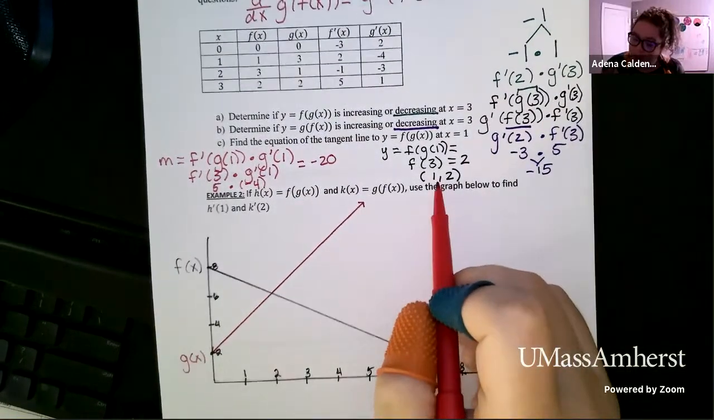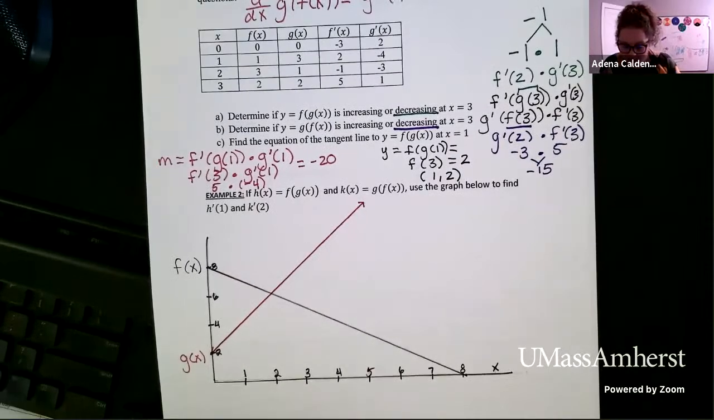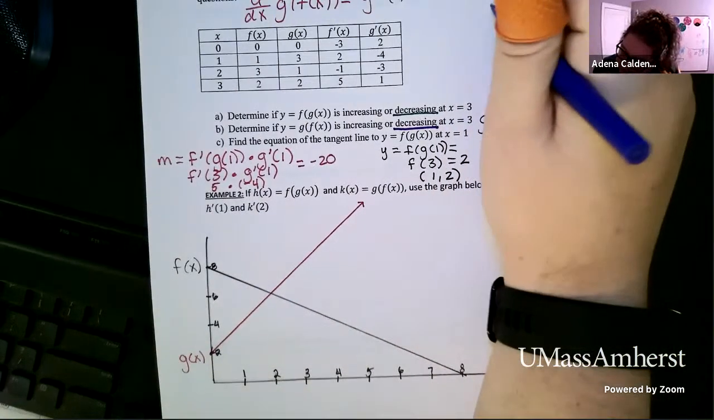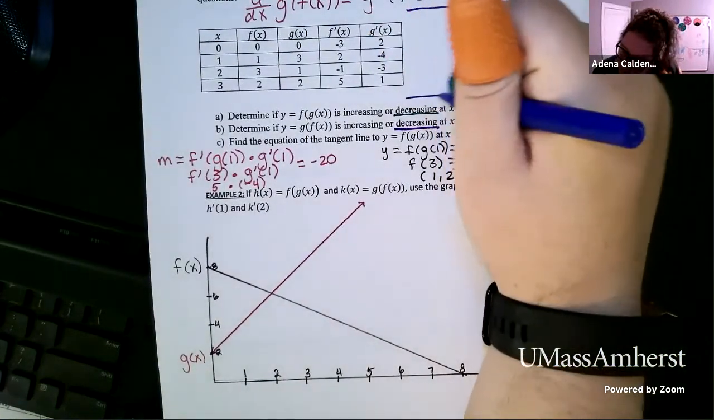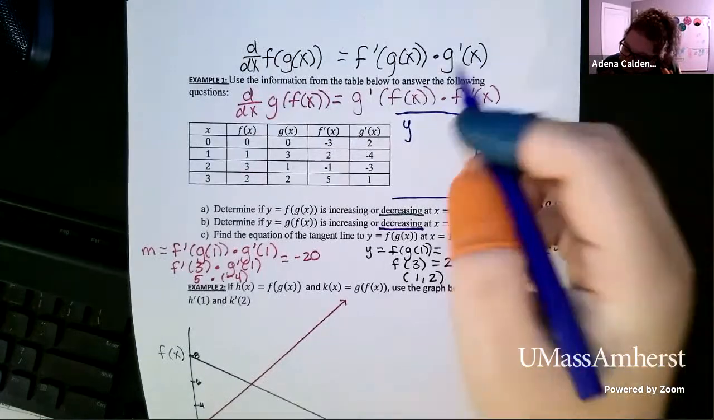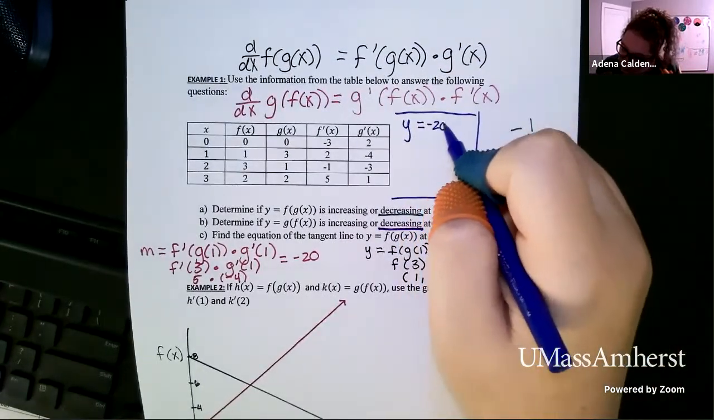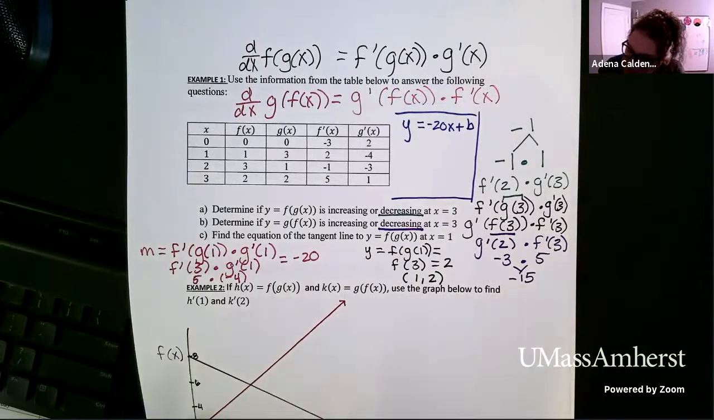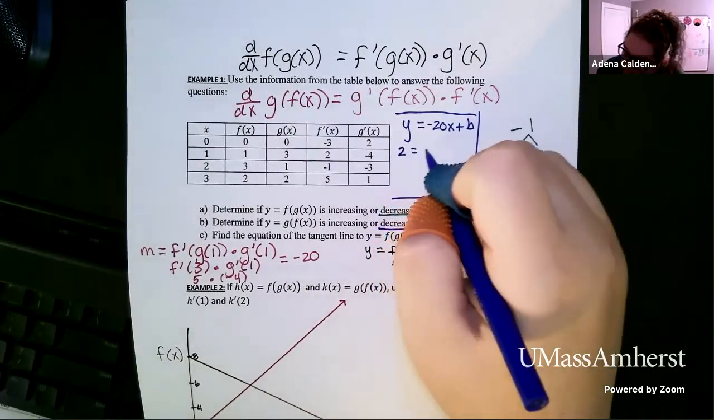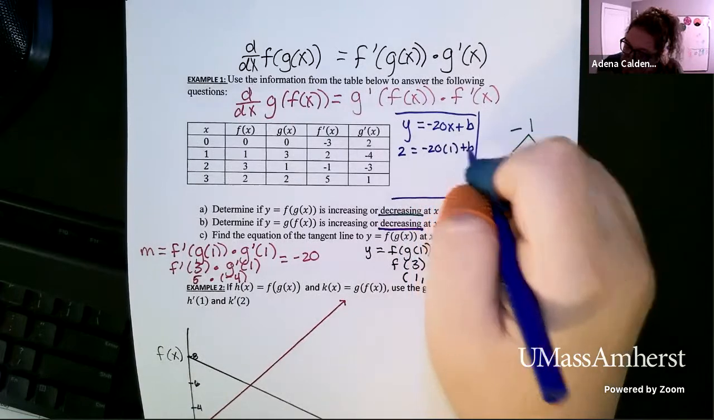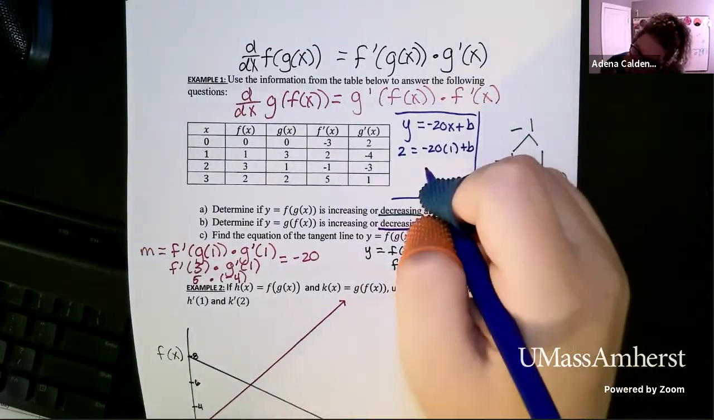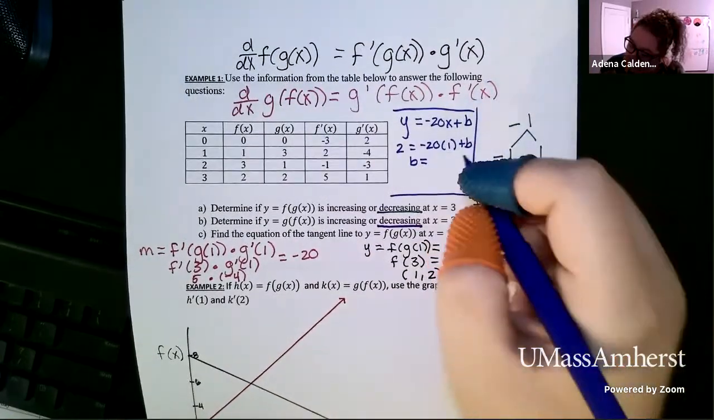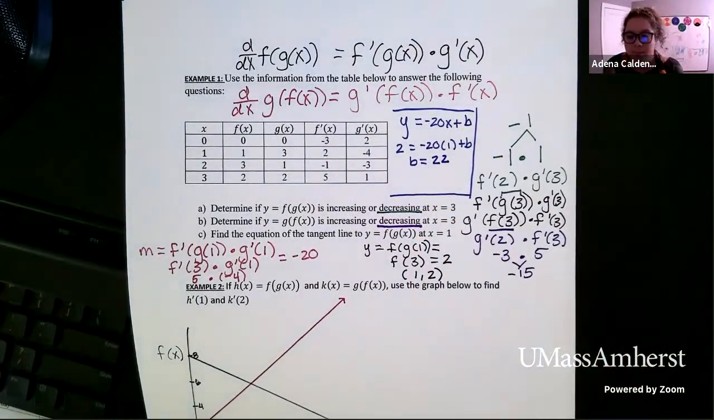So now I have a point and I have a slope. So I'm going to put those together into y equals mx plus b. So let me see if I can find a space here for us to do that. So we have y equals -20x plus b. So I plugged in my slope. Now I plug in my point. When x is 1, y is 2. So I'm going to add the 20 over to the other side. And when I add 20, I'm going to add it to the 2. So I get b equals 22.